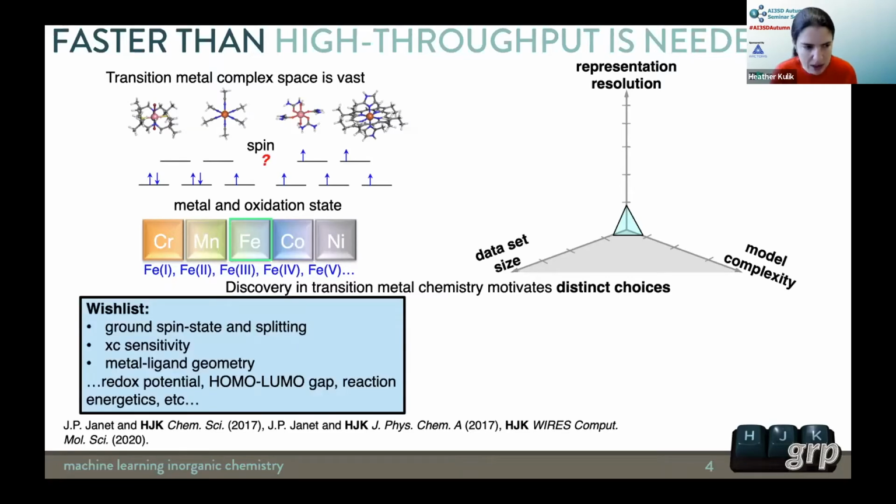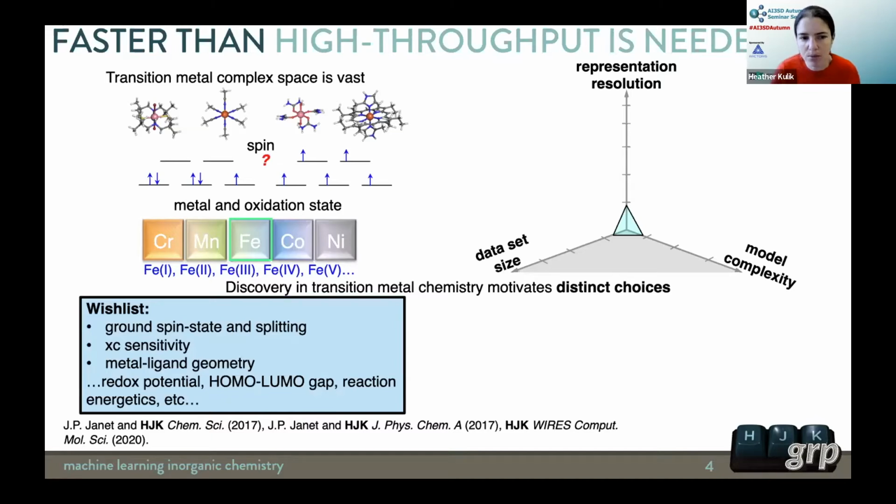And so when we first got into this, our first goal was to imagine being able to predict the quantum mechanical ground state spin of a transition metal complex, as well as the energy splitting between that state and the next lowest state. And because we were going to be training this on first principles DFT data, which has its own challenges, we also wanted to predict how sensitive these results were to the exchange correlation functional.